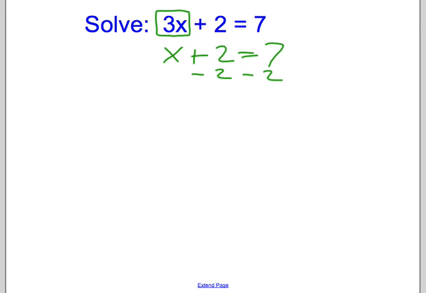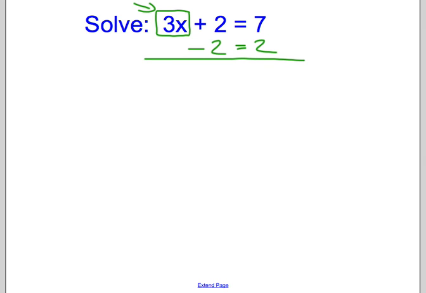So our first step will be either to add or subtract some number away from this first term with the variable. So in this problem, subtract the 2 from both sides. So this goes to 0, and we have 3x equals 5. That's our first step, is you're either adding or subtracting to get this term with your variable isolated by itself.